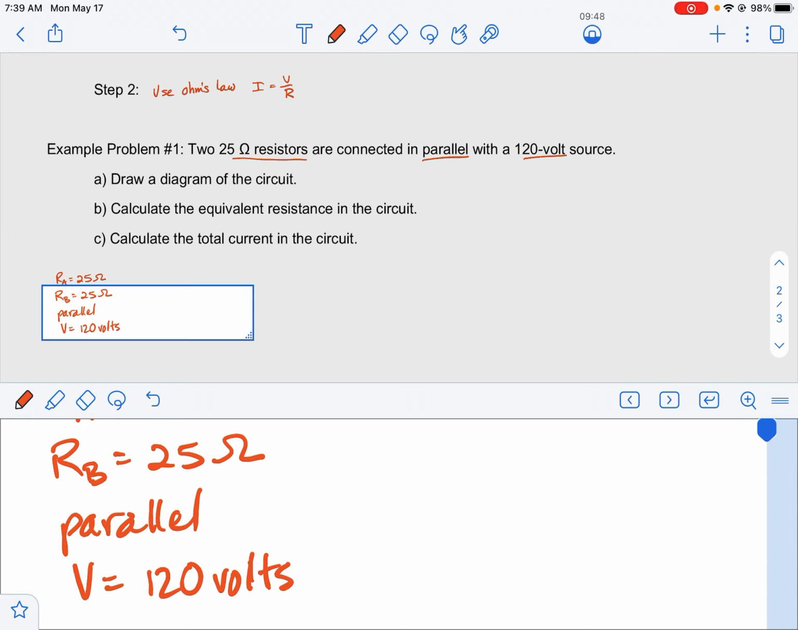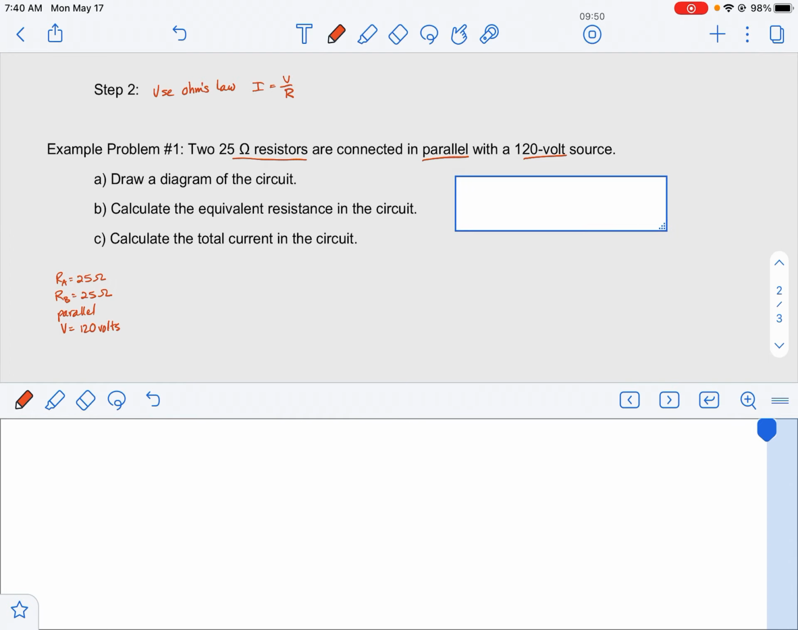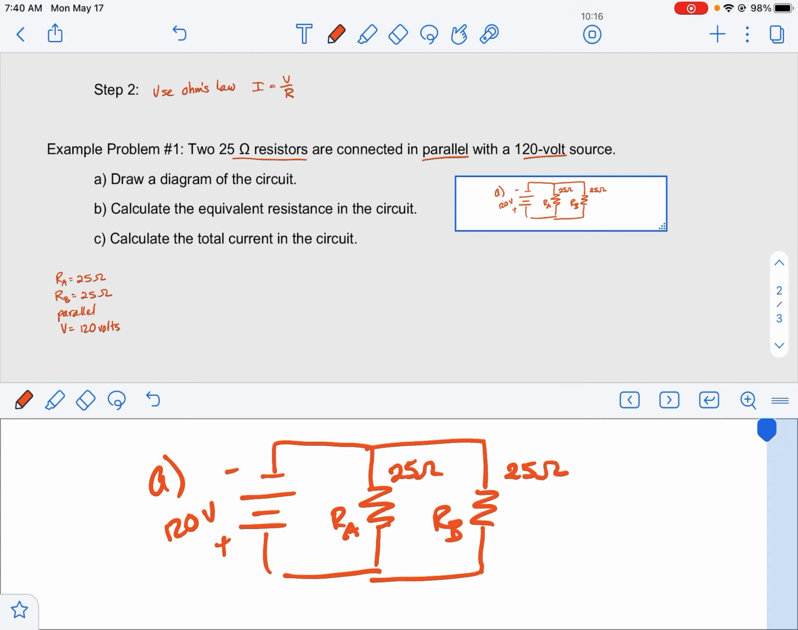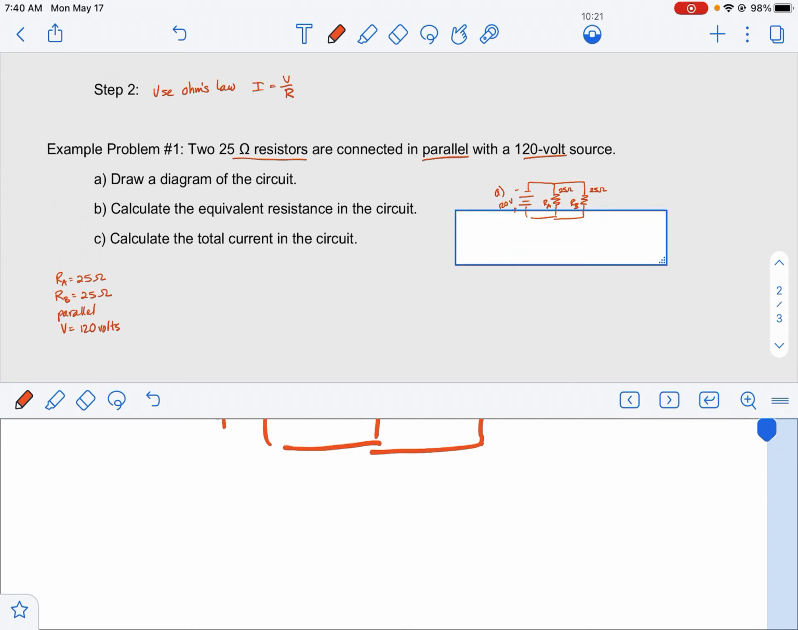Okay, A says draw a diagram of the circuit. All right. So here's my battery or my source. I don't know that it's a lamp. All I know is that it's a resistor. Okay, so there's RA. There's RB. We'll put our numbers in here. That's 120 volts. This is 25 ohms, and this is also 25 ohms. All right, so there's my diagram. Then it says, calculate the equivalent resistance in the circuit.